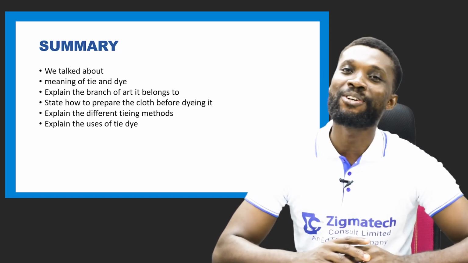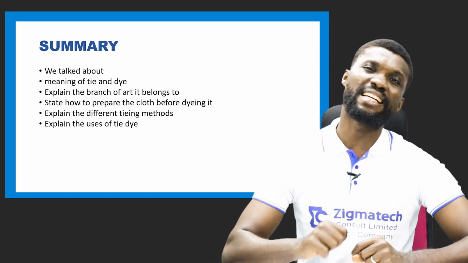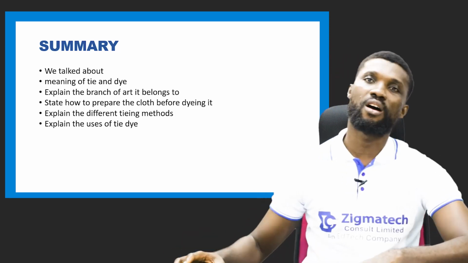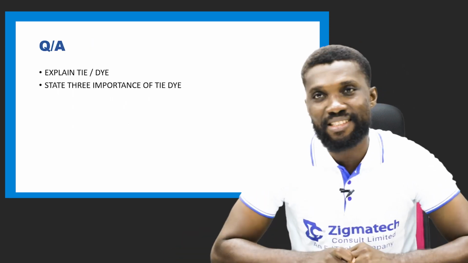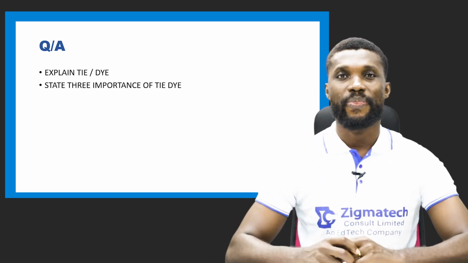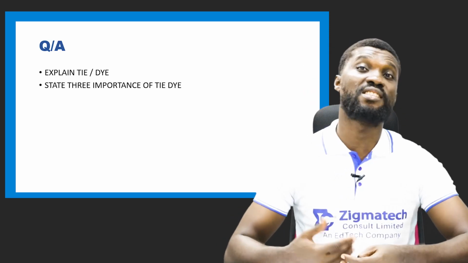So, having done all this, let's try our hands at some questions. Let me see if you really grabbed exactly what we've just learned so far. All right. Now, question number 1 is explain the word tie and dye. Explain tie and dye. Now, what is tie and dye? I just defined that now.